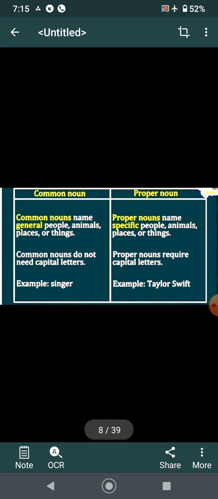Now children, the difference between proper and common noun. How can you differentiate common noun and proper noun? Common nouns name general people, animals, places or things. Proper nouns name specific people, animals, places or things. Common nouns do not need to be in capital letters, whereas proper nouns are always and always in capital letters. Example, if I write the word singer, it is in small letter. But if I write Taylor Swift, it's a name, it's a proper noun. So T and S will be capital here.